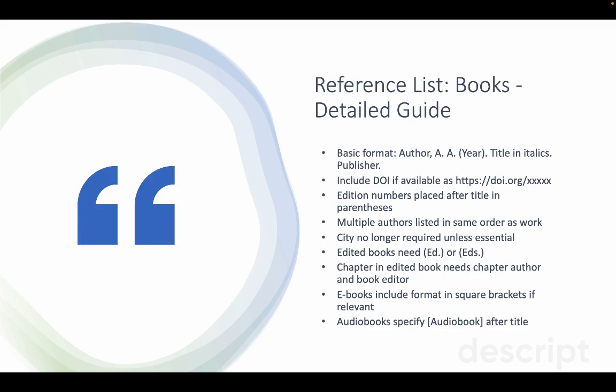Your reference list, books, a detailed guide. So your basic format includes the author, last name, comma, then initial, for example A., and then the year, period. Then the title is in italics, and then you have the publisher. Include the DOI if it is available, as listed on your screen here, the HTTPS link. Edition numbers are placed after the title in parentheses. You'll have multiple authors listed in the same order as the work. City is no longer required unless it's essential.